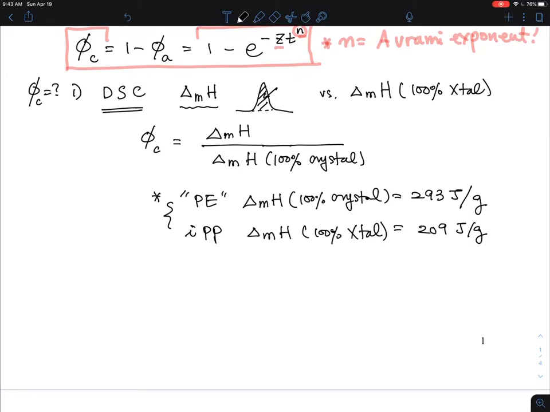The second method that people use is wide-angle X-ray scattering. Okay, and actually you can see this equation. Let me look at this textbook. I remember seeing these figures. It's in the textbook, figure 17, okay, that's on page 417.